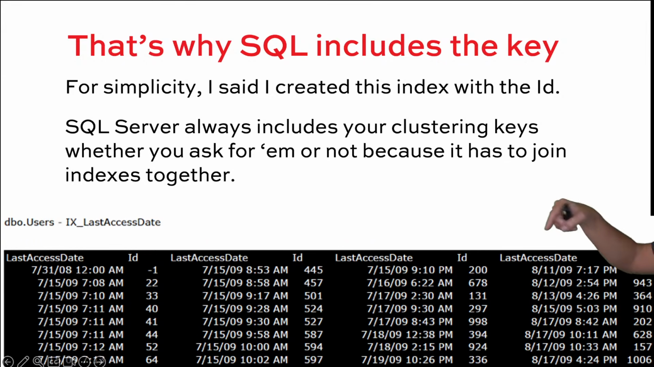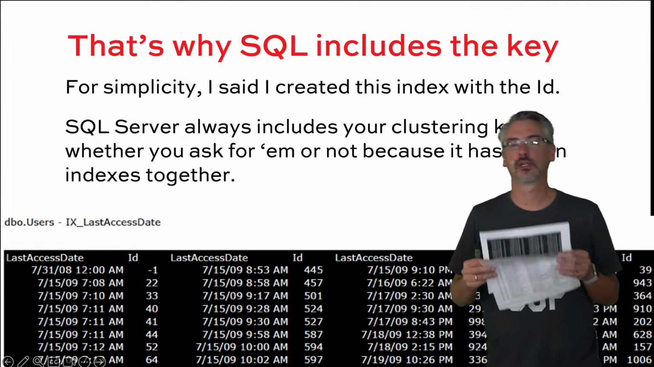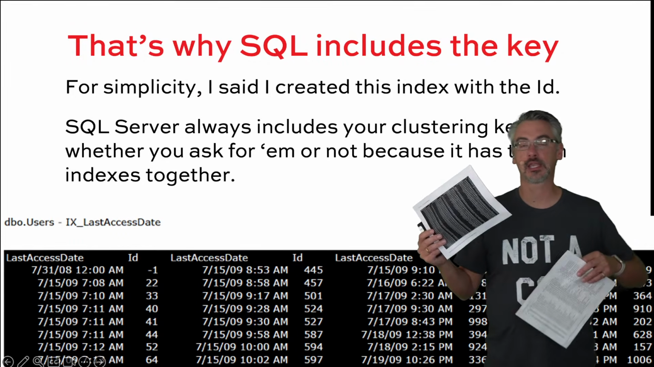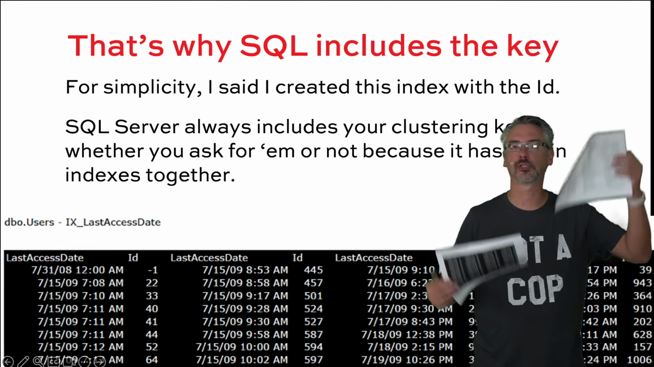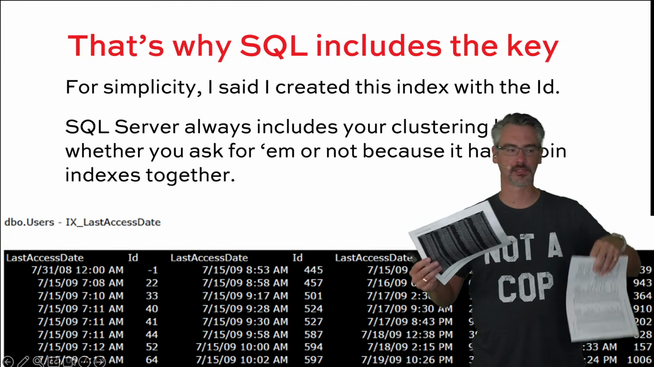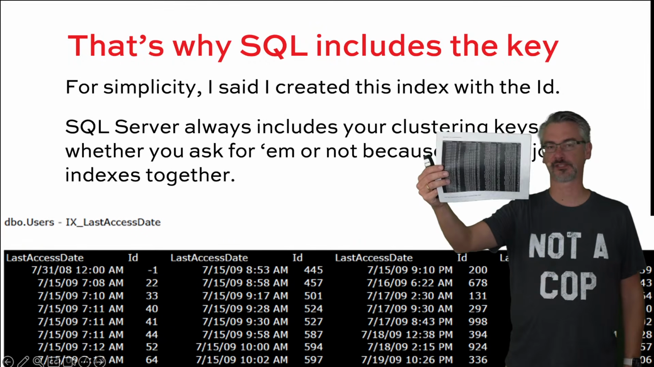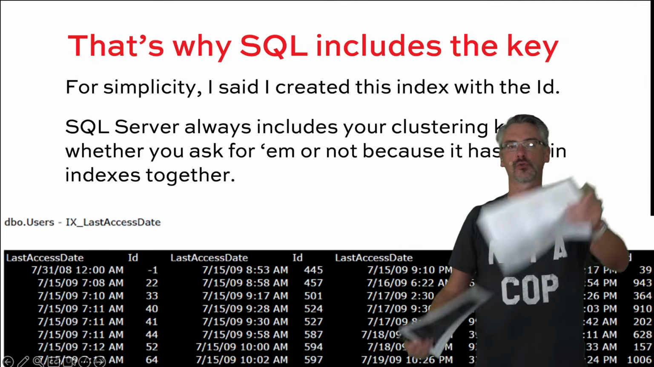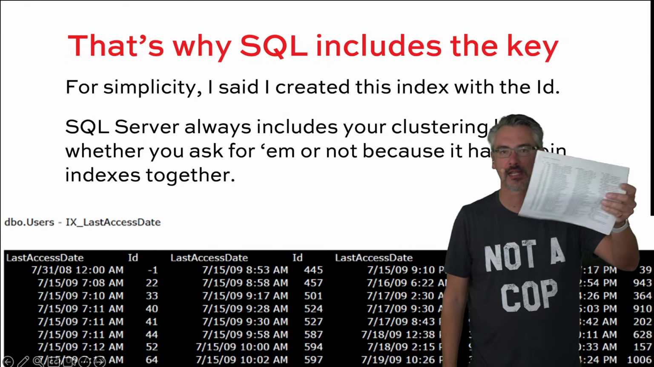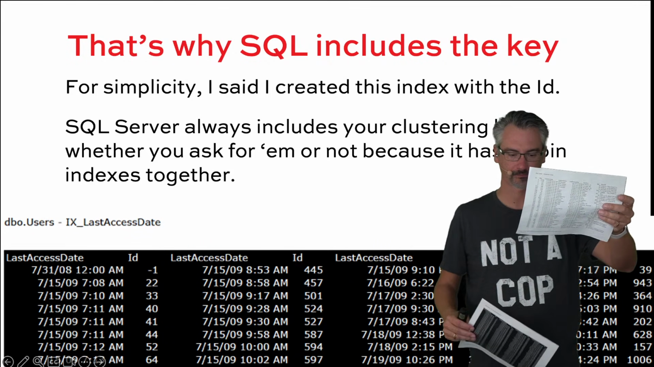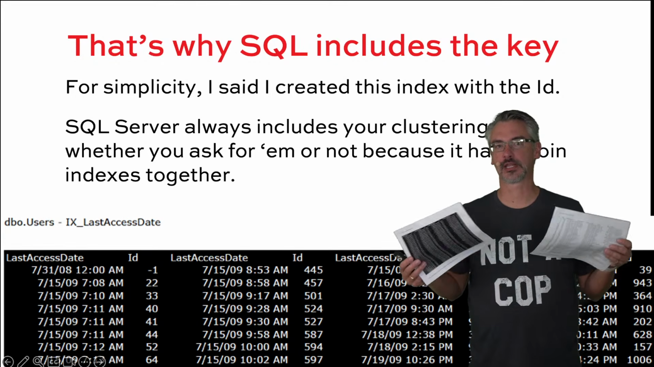Technically, I could have just said create index on last access date. I didn't even have to say the word ID. Because SQL Server will always include the clustering key on your indexes, because we've got to be able to join between these two copies. If I go find someone who's accessed the system on a specific date, I've got to be able to now go track back over to the table to uniquely identify that row. That's where the clustering key comes in.